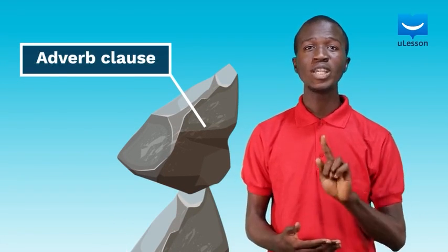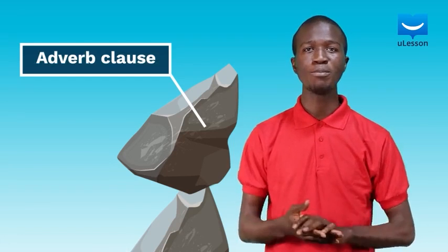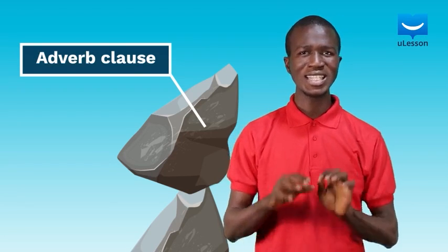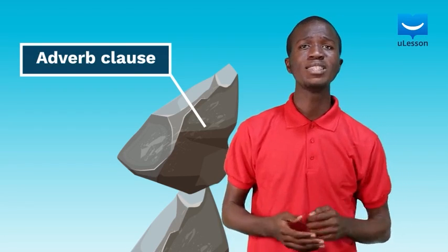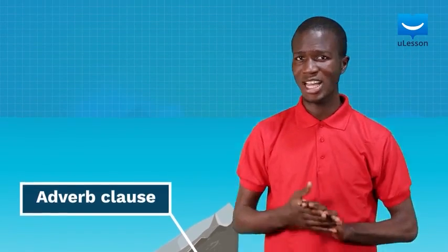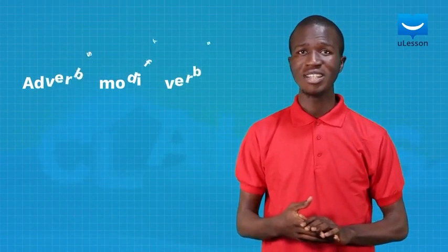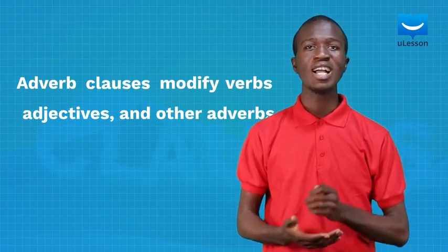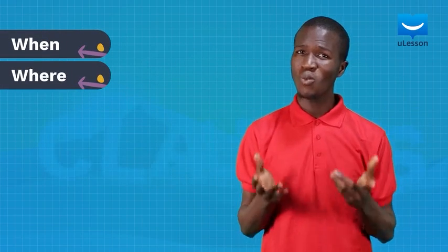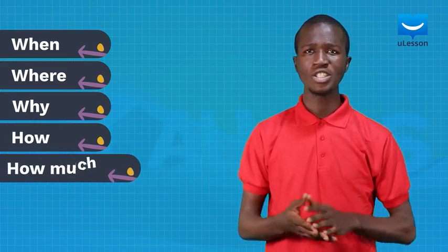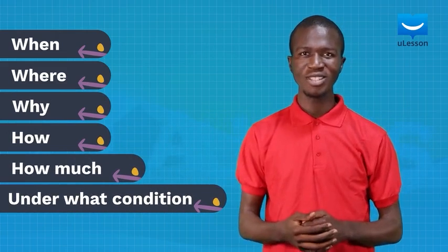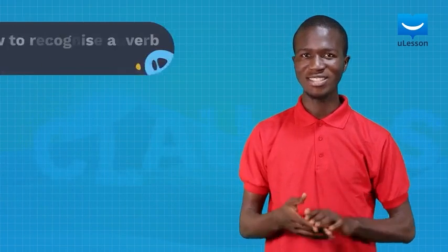Specifically, we will be looking at the different functions that adverb clauses can perform in a sentence and how we can recognize them. As the name implies, adverb clauses generally perform the same function as adverbs in a sentence. They modify verbs, adjectives, and other adverbs. Adverb clauses give more information about when, where, why, how much, or under what condition the action in the sentence takes place. Adverb clauses are quite easy to recognize.